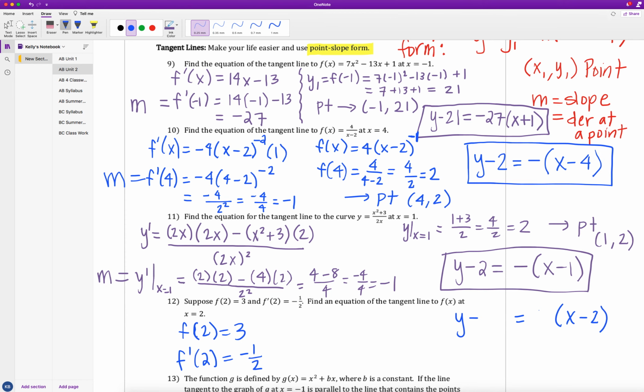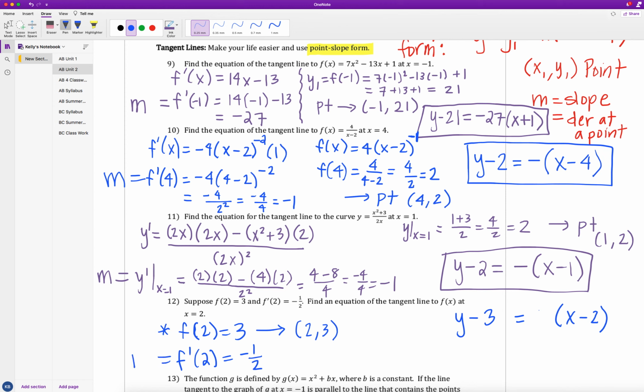Let's look at the first piece that they gave us. f of 2 equals 3 is saying that when I plug in 2 for x into f of x, I get 3 out. Well, that's corresponding to the coordinate pair (2, 3), which means that our y1 value is going to be equal to 3 then.